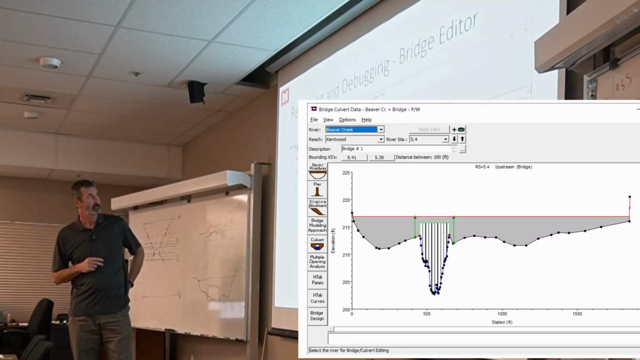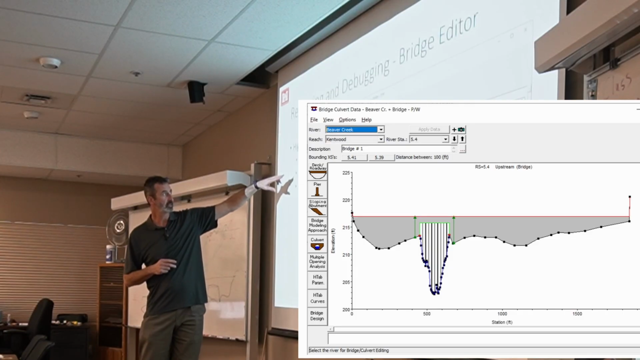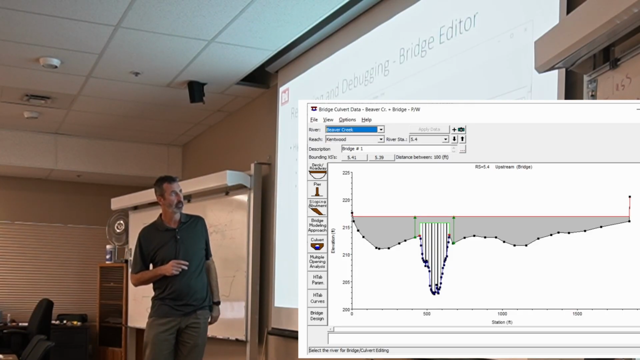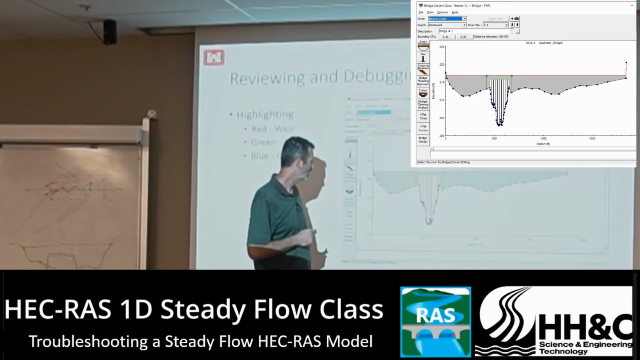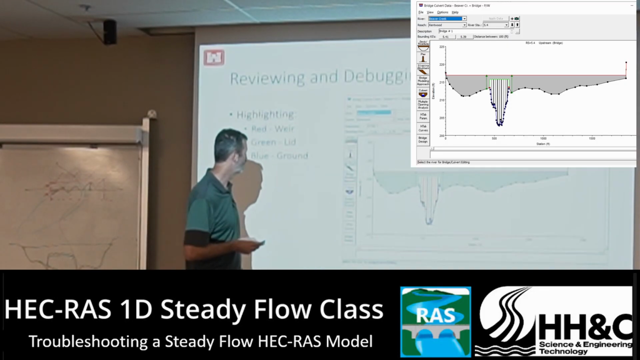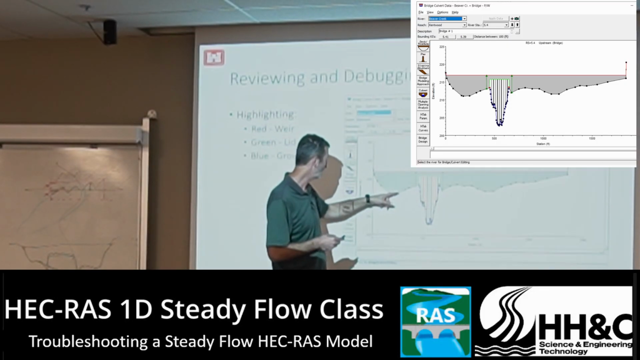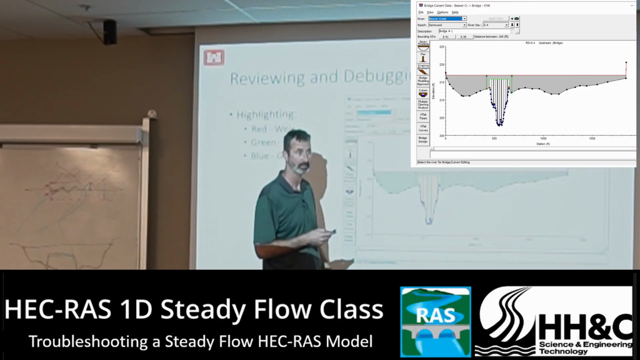Okay, so here's that same bridge editor. The red line is the weir, green is the lid, and blue is the ground. And under options, like I said, there's another one where you can highlight the piers. And this one's pretty straightforward and looks just exactly like we would hope. Again, what we don't want is someone tried to put in the deck and they left a little opening right out over there. That's the kind of thing you don't want to have happen.